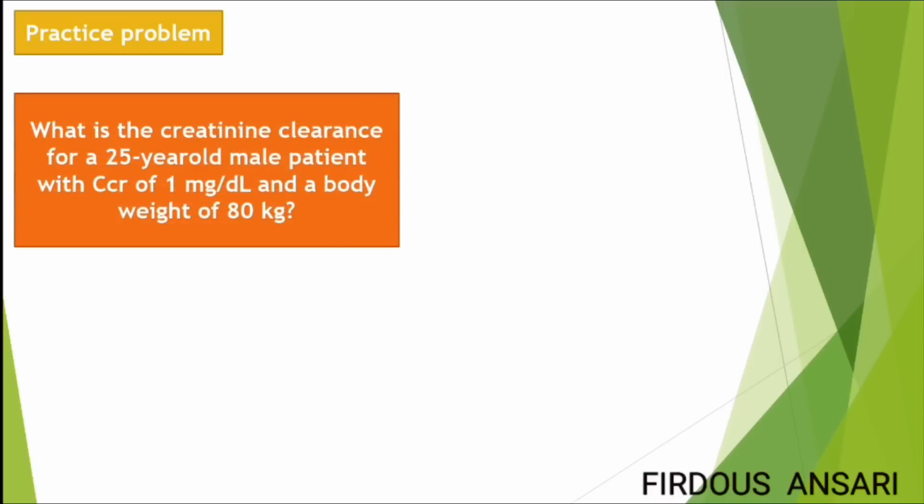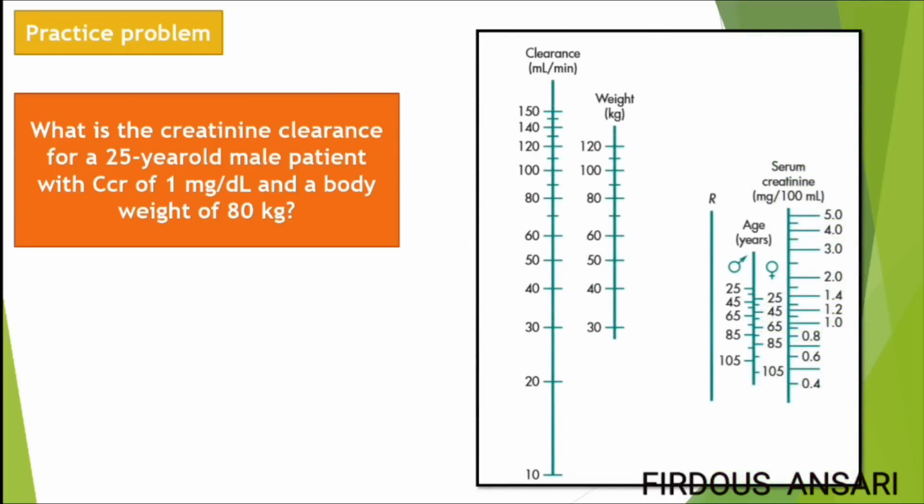What is the creatinine clearance for a 25-year-old male patient with serum creatinine of 1 mg per deciliter and a body weight of 80 kg? First of all, using a nomogram, we need to see what is present in this nomogram. Over here, a center line R is there. This is the line for serum creatinine. This is for age. This is for males. This one is for females. Then weight and clearance, that is creatinine clearance given in ml per minute. So all these scales are available on these nomograms.